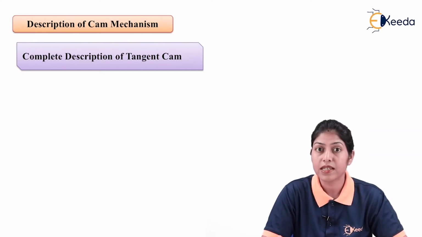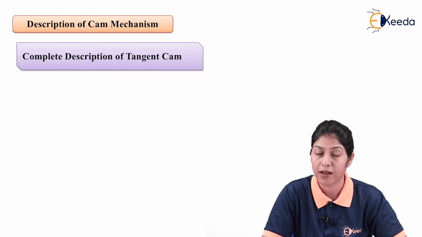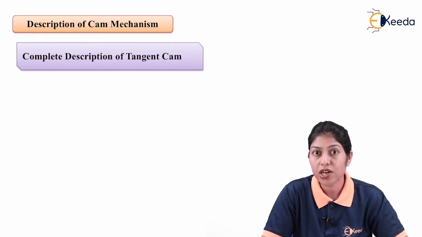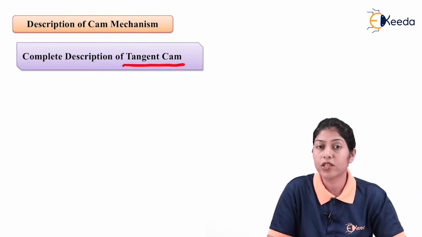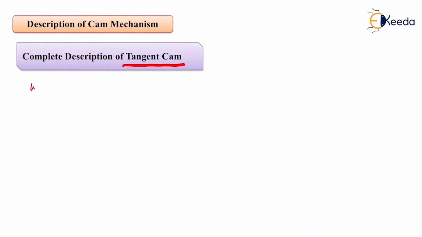Cam has a circle with minimum radius, and that is called the base circle. So if the flanks are straight and tangential to the base circle of the cam, that particular cam is called tangent cam. So tangent cam we can define on the basis of the position of the flank.